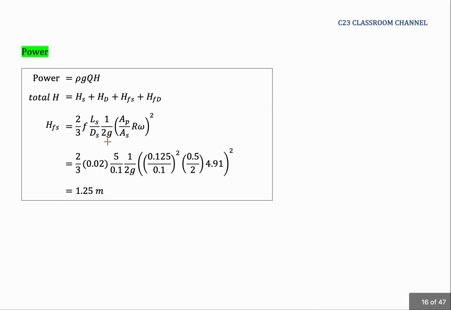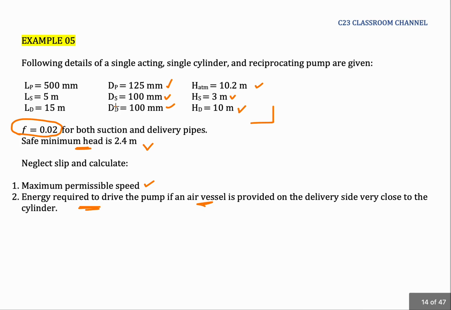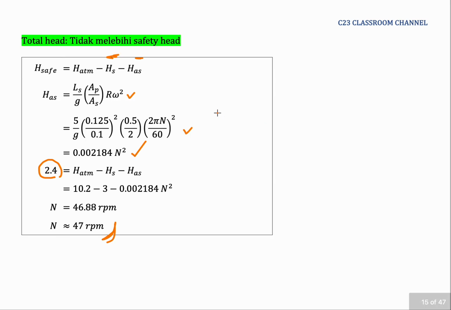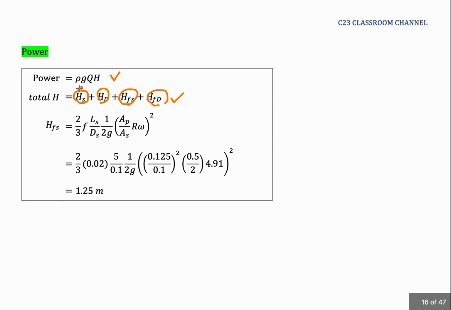And then we could calculate the power. The equation for the power is rho g Q H, and we can calculate the value of H from all of these values. So we have the suction head, the delivery head, the friction in suction and also the friction in delivery. The very easy ones are the suction head and the delivery head. According to the question, the suction height is 3 and the delivery height is 10. That means we already know these values, but we need to determine the friction head at the suction and the delivery.